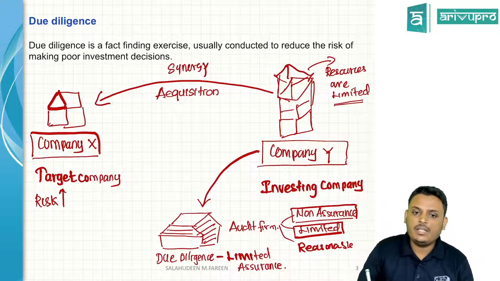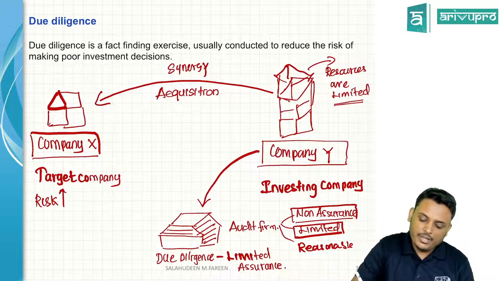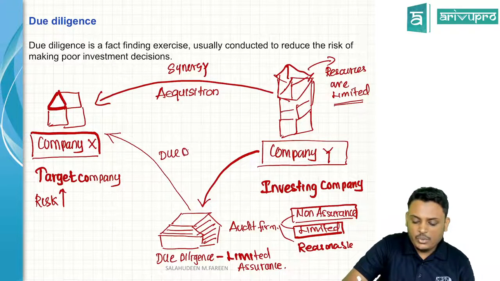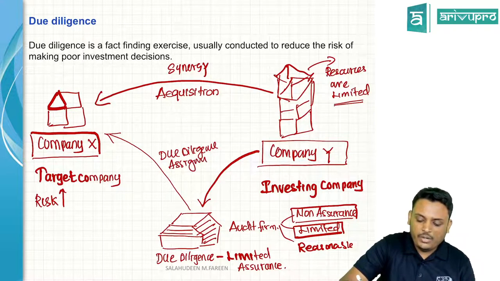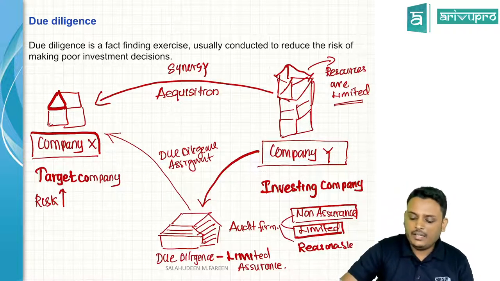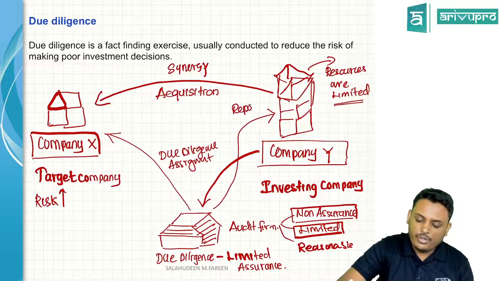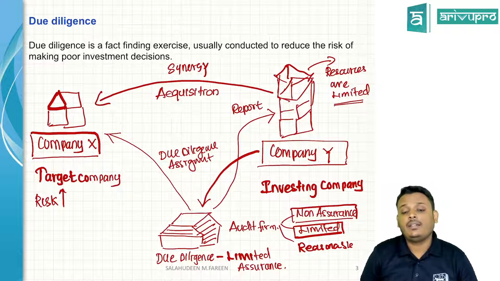Okay. So due diligence is performed in the form of limited assurance. The company's audit firm now searches about this company X. This assignment is known as a due diligence assignment. Knowing about the target company, this particular audit firm provides a due diligence report to company X. After that report, company Y, the investing company, decides the consideration, how much we want to pay, and decides whether to proceed with the acquisition or not.